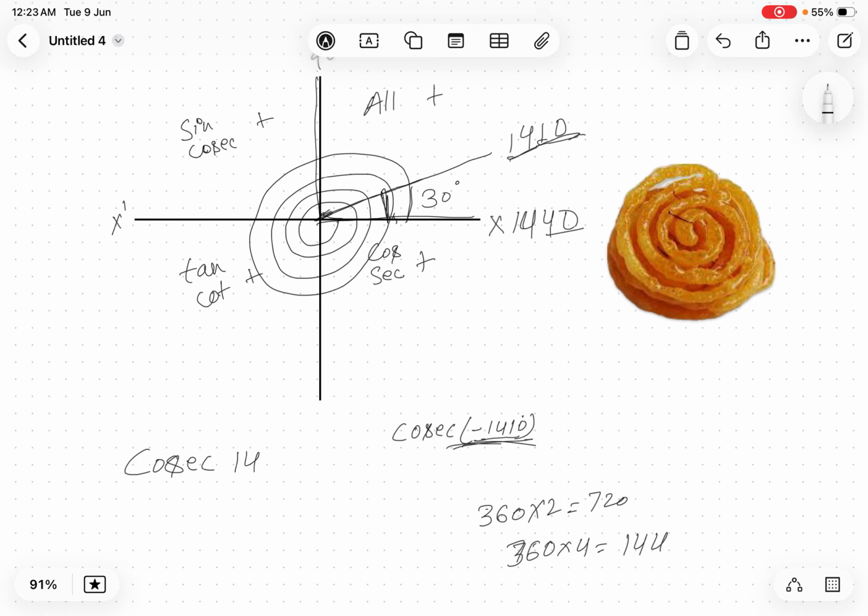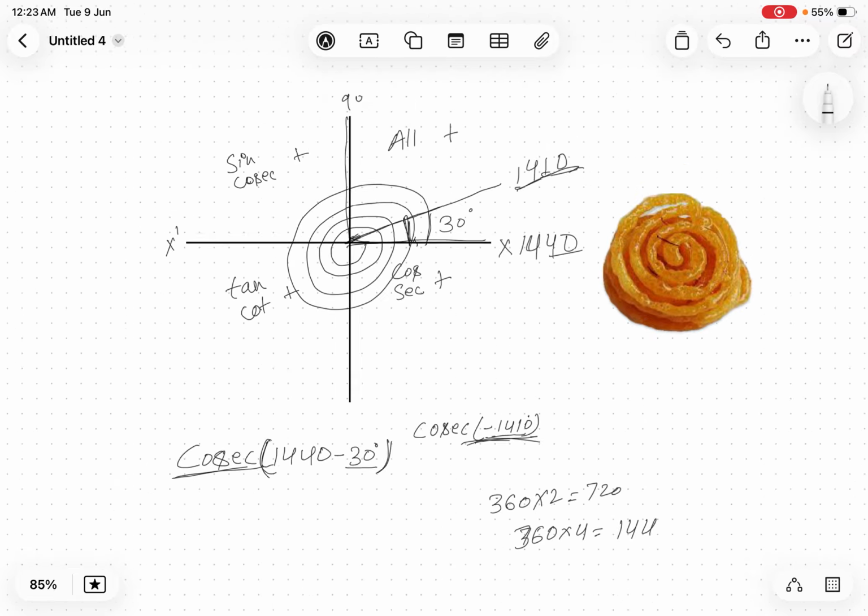cosec (1440 minus 30 degrees), right? We can write it like this. Now we have to find the value of cosec 30 degrees.